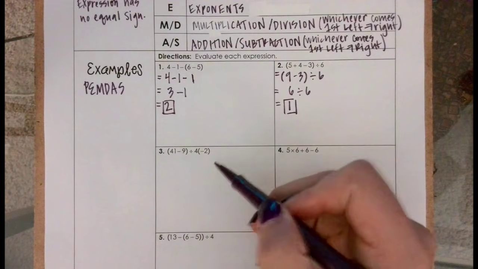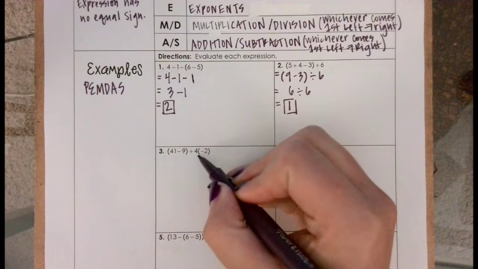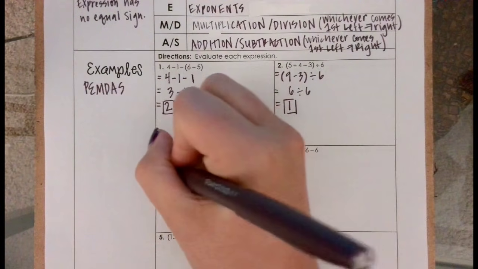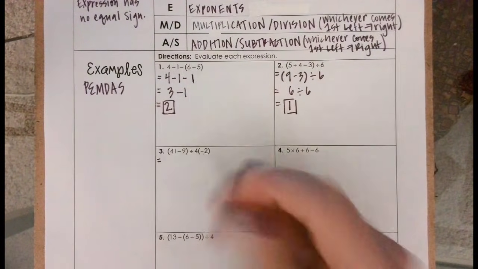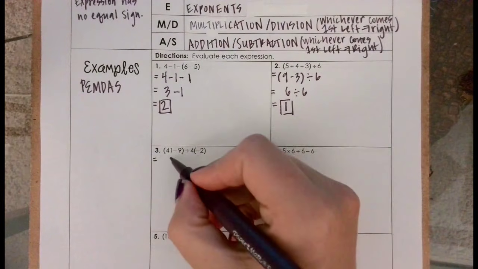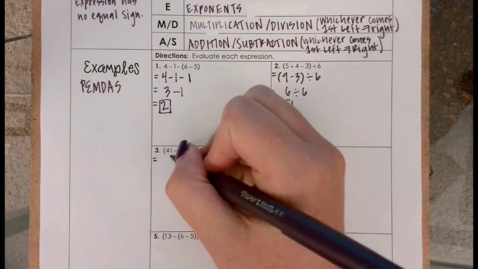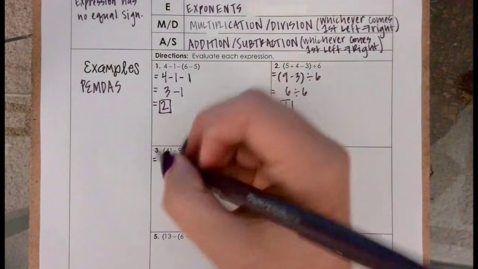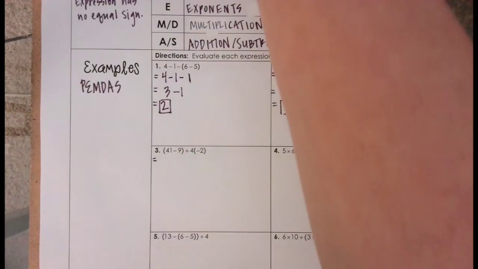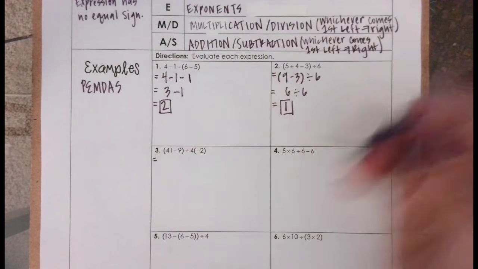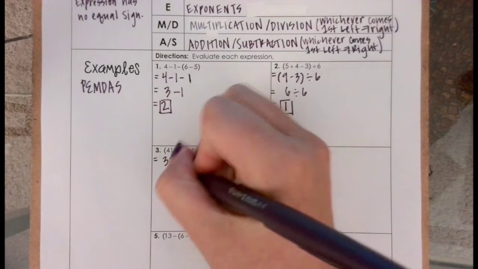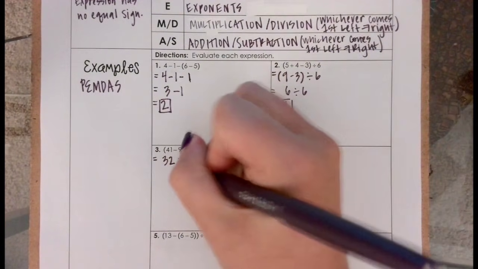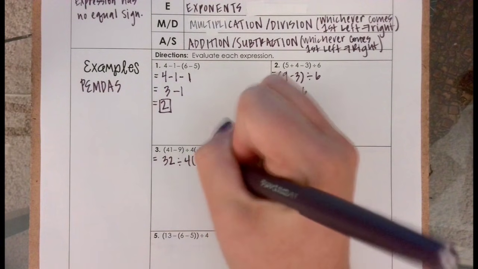Now, what happens if you have 2 sets of parentheses? Remember, these parentheses mean multiply. So what we're going to do is start out with PEMDAS, parentheses. Do I have any parentheses? What's first? This is first. 41 minus 9 is 32. So I'm going to write 32. I've gotten rid of those parentheses. Divided by 4 times negative 2.